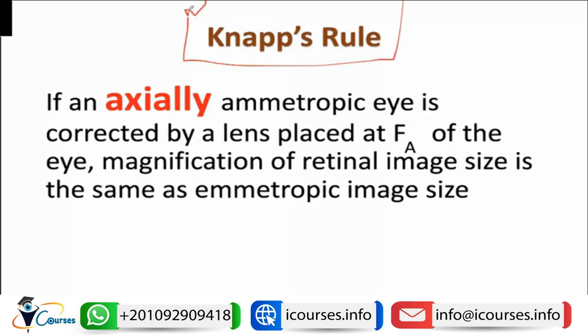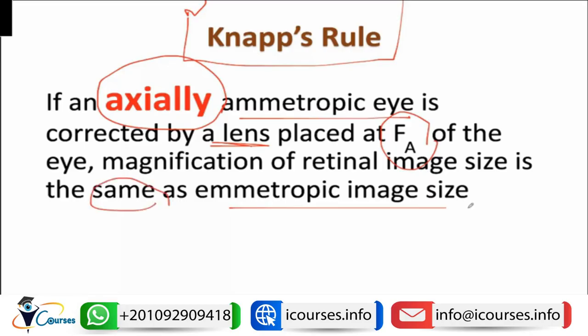Knapp's rule mentions that if we have an emmetropic eye, and an ametropic eye that is ametropic because of axial myopia or axial hypermetropia, so the eye is either long or short, and we need to correct this eye with a lens present at FA, the anterior focal point, or F1, it is the same thing, then the magnification of the retinal image size will be the same as the emmetropic eye.